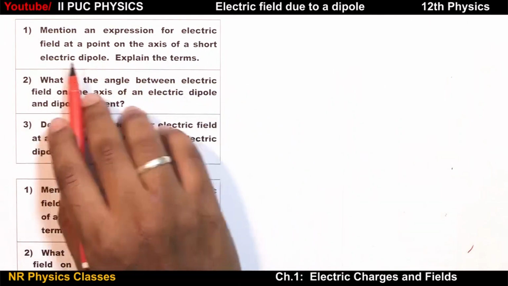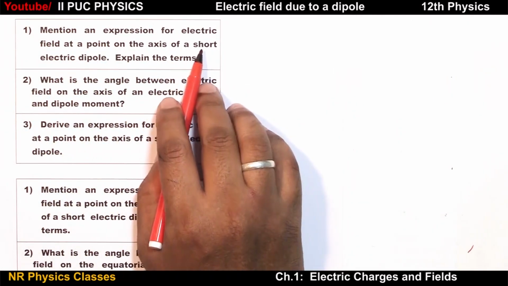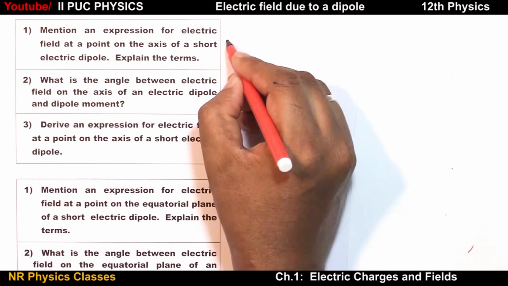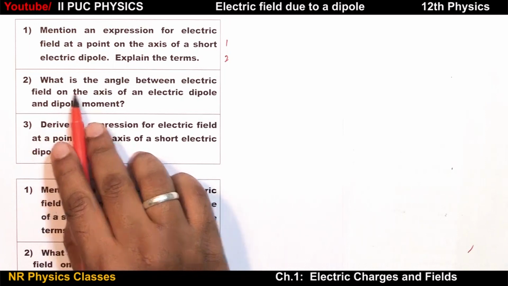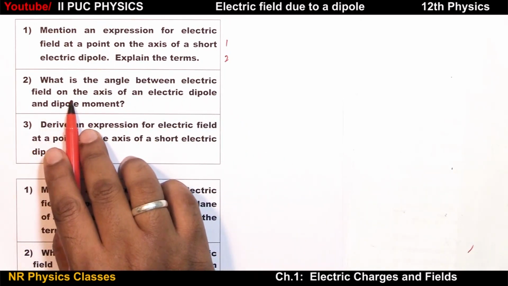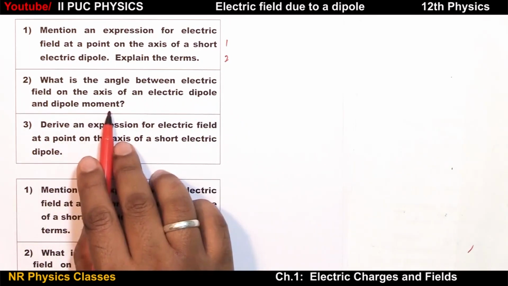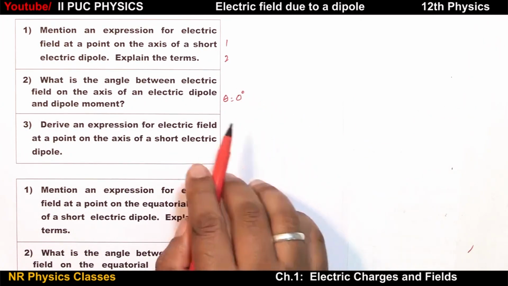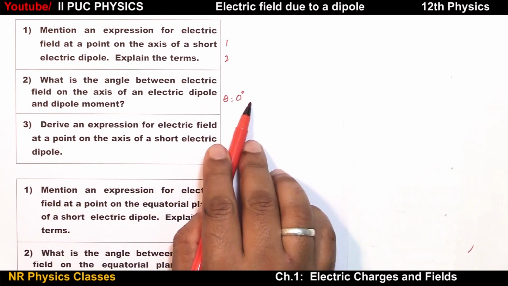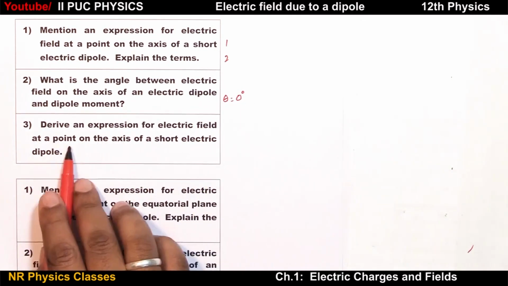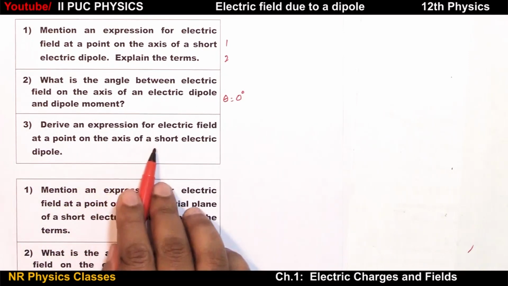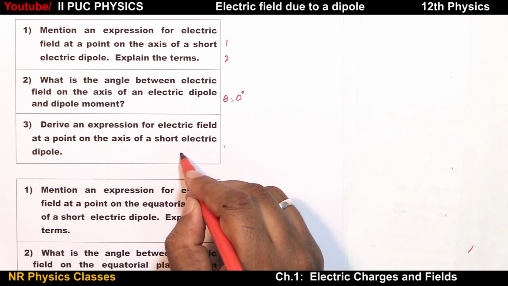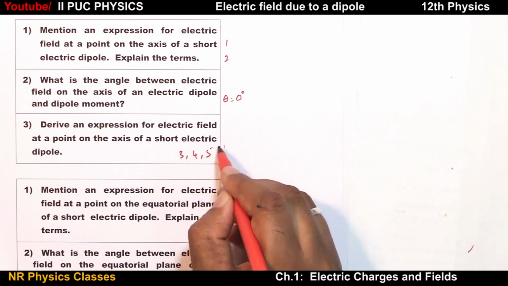Mention an expression for electric field at a point on the axis of a short electric dipole. Explain the terms. 1 mark or 2 marks. What is the angle between electric field and dipole moment on the axis of an electric dipole? Theta equals 0 degree. Direction of dipole moment is the direction of electric field. Derive an expression for electric field at a point on the axis of a short electric dipole. This can be for 3 mark, 4 mark, 5 mark.